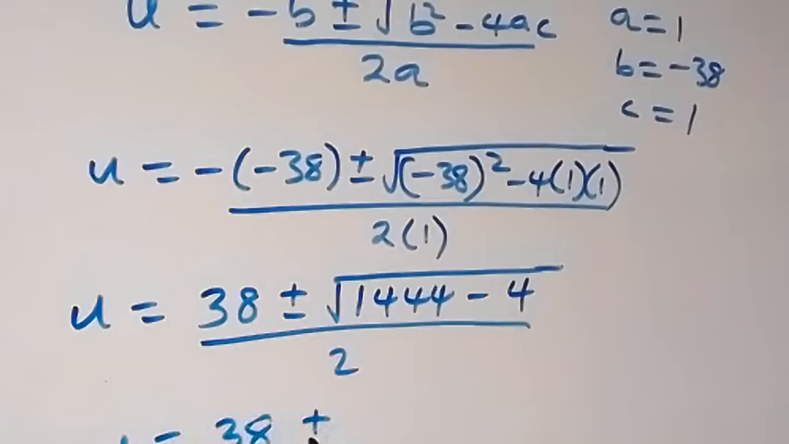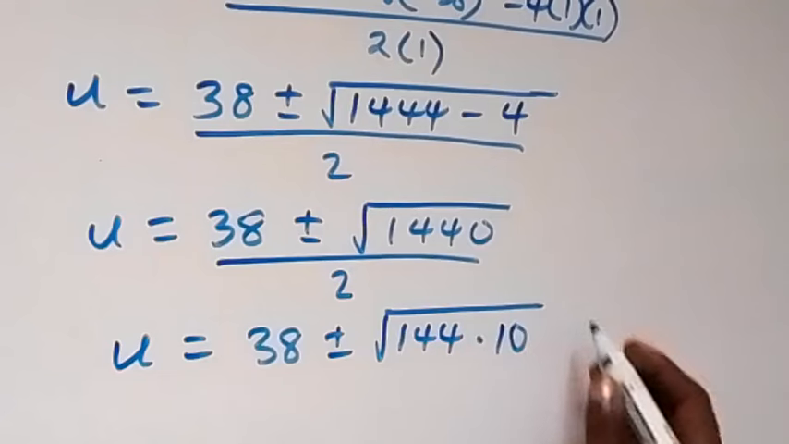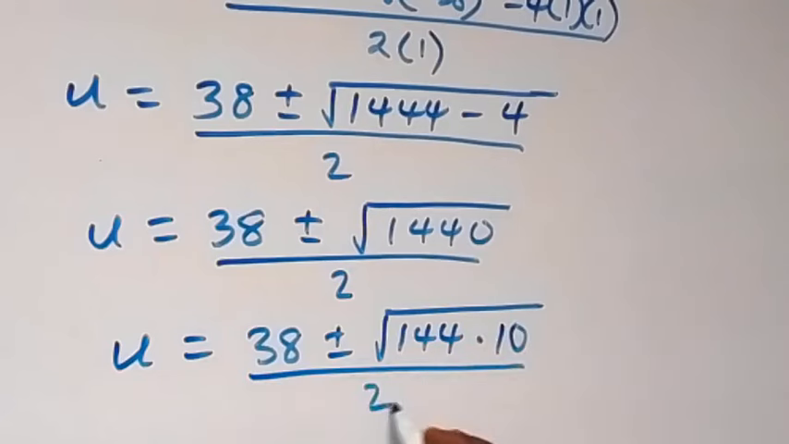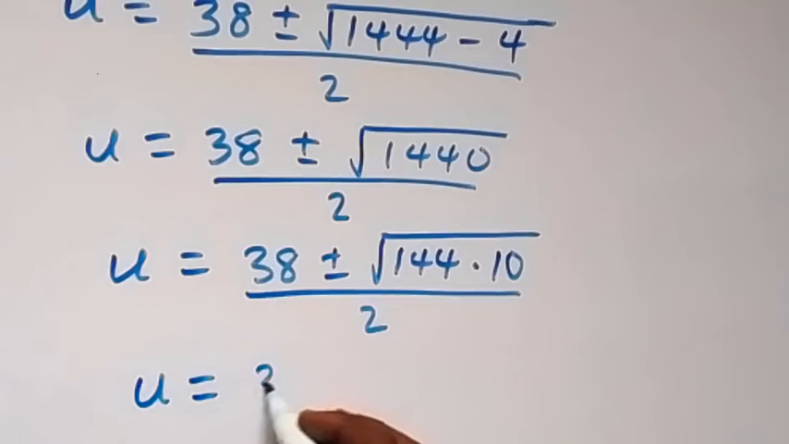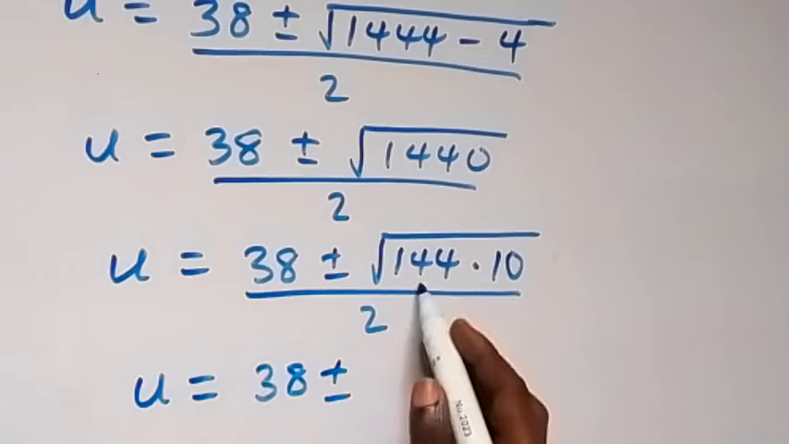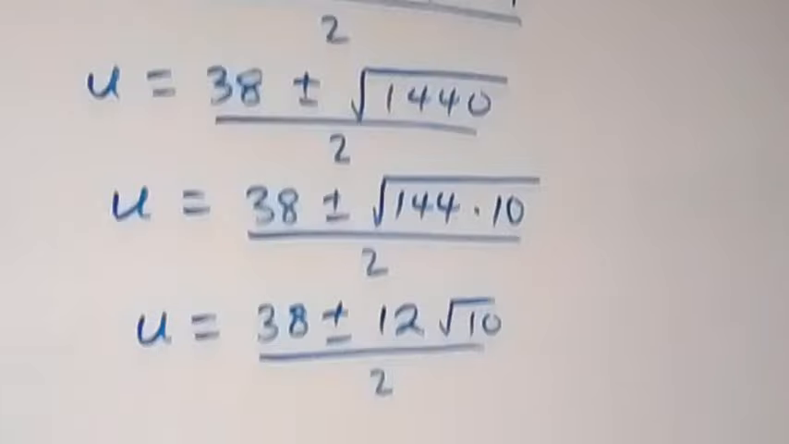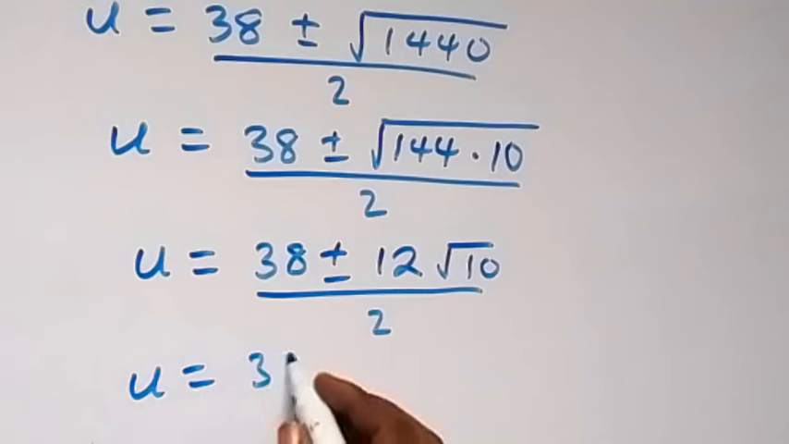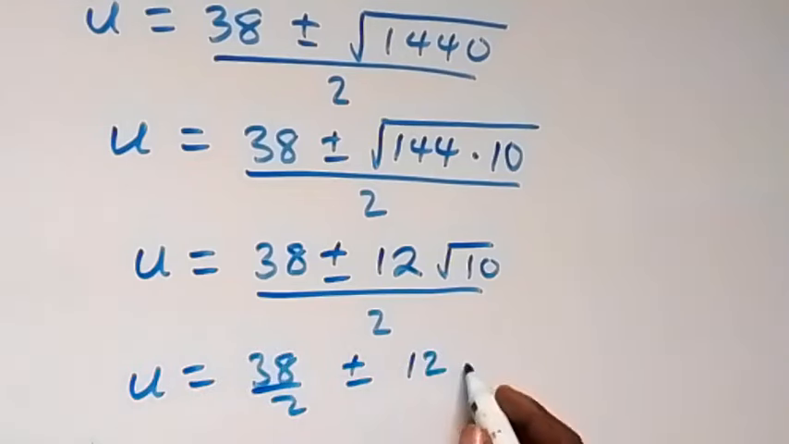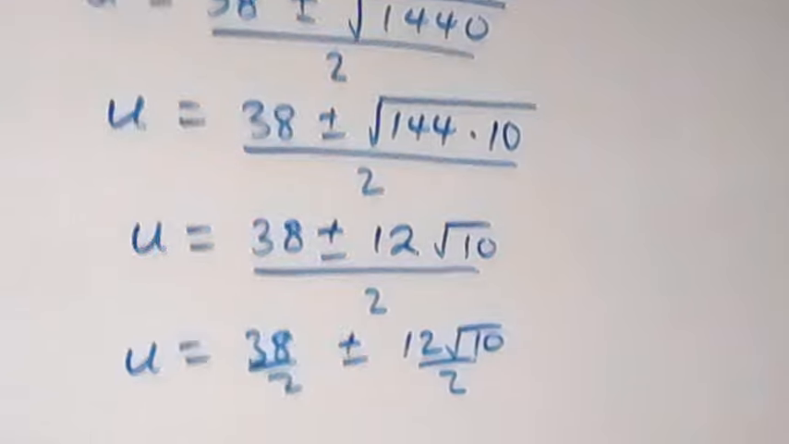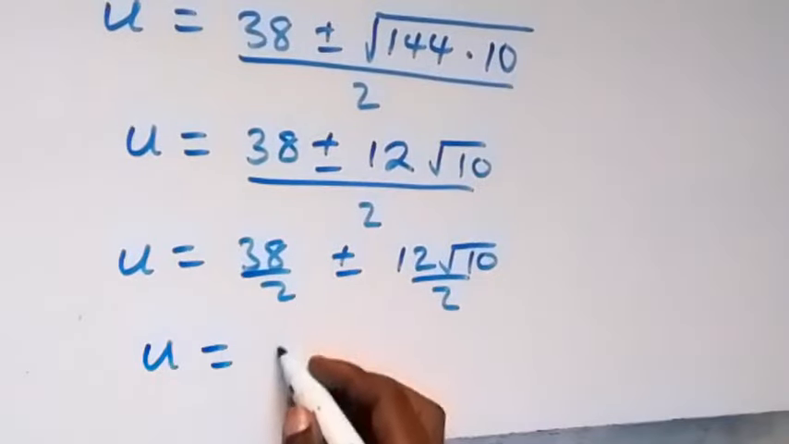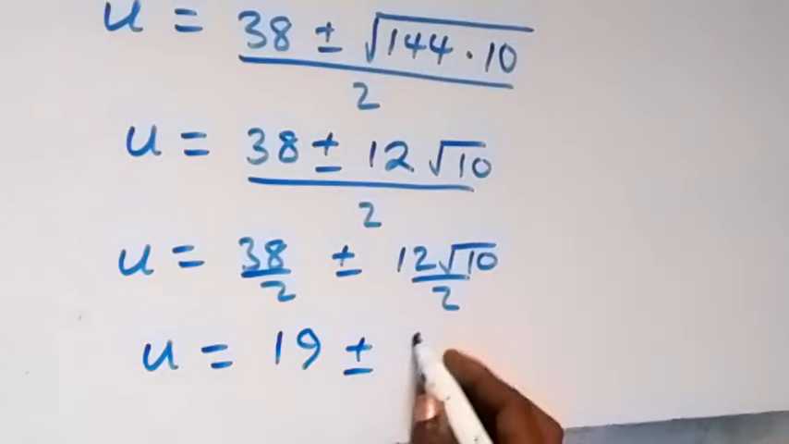Then this also can be written as u equals 38 plus or minus square root of, here we can separate it as 144 multiplied by 10, then over 2. Then we have u equals 38 plus or minus root 144, which when we separate that is 12, then root 10, over 2. We can write it as u equals 38 over 2 plus or minus 12 root 10 over 2, and this gives us u equals 19 plus or minus 6 root 10. So we have two possible values of u here.